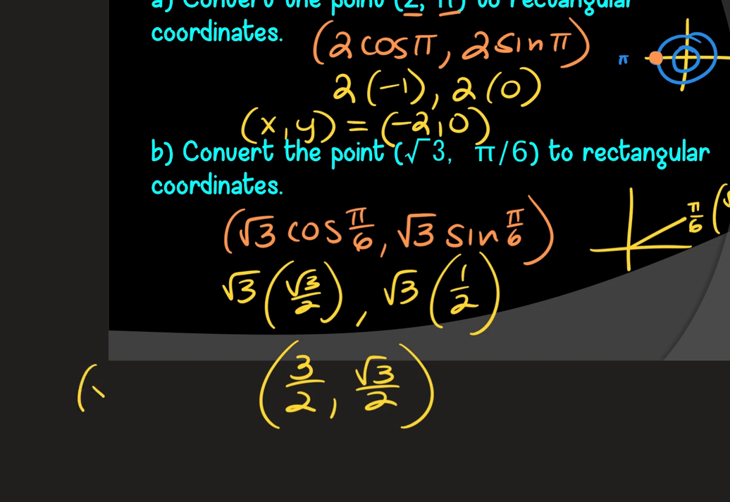Because we want to know that this is an xy. This one's a little bit more obvious, but I would write xy equals 3/2 and root 3 over 2. That's good.